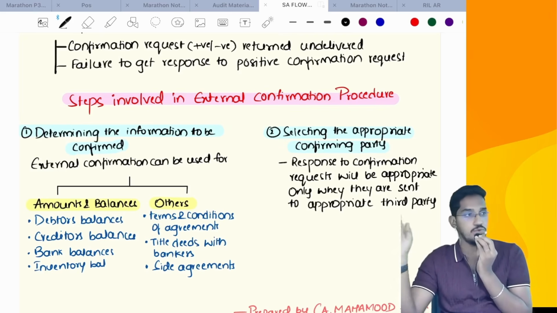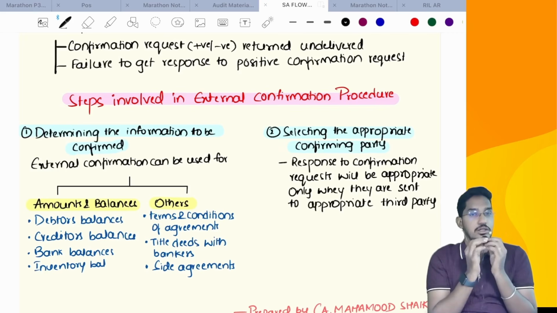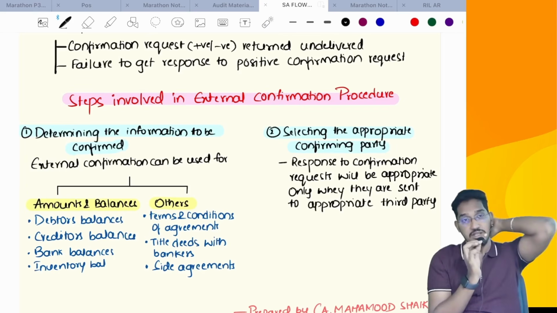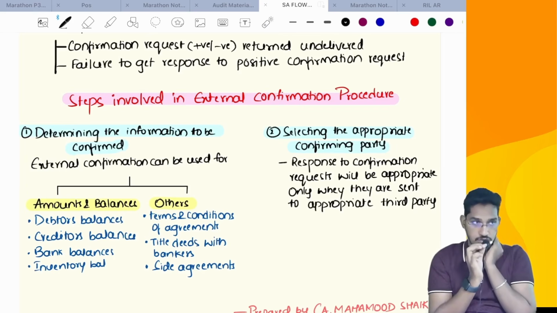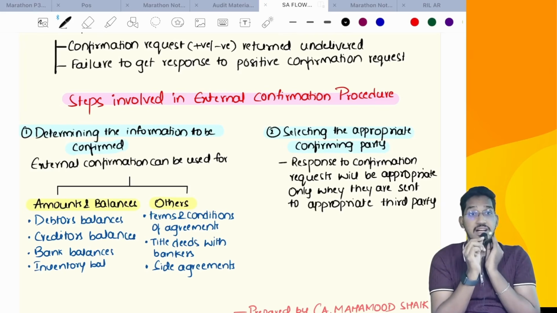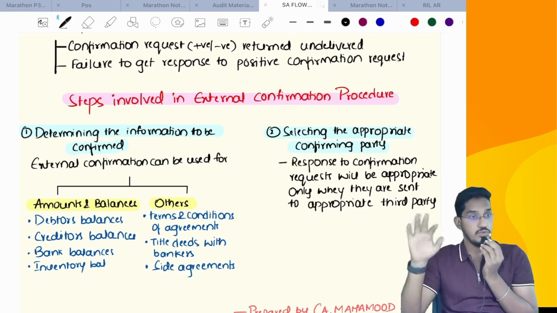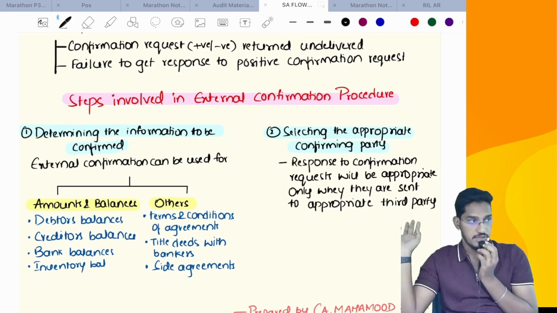So we mainly use that confirmation request for quantitative balances. But do you think the use of external confirmation is restricted only to quantitative things? We can also use it for qualitative aspects, like whether the customer has really given a discount or not. If the property is pledged with the bank, is the property really pledged with the bank or not? Does the bank have ownership documents or not? These kinds of things you can also get confirmed by way of external confirmation. So you can use it for both qualitative as well as quantitative aspects.